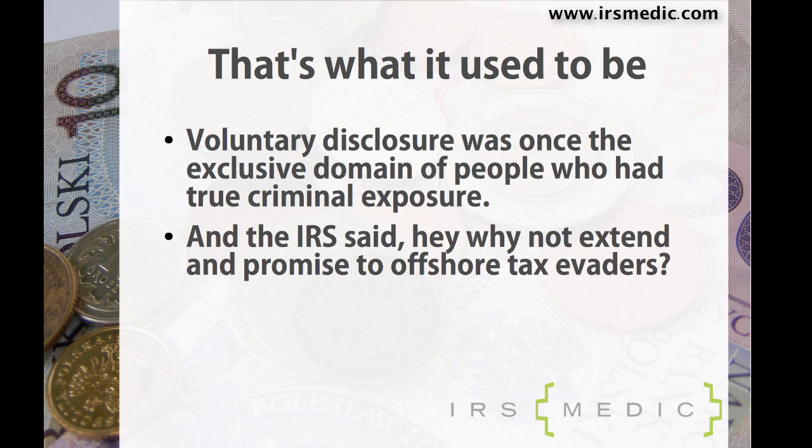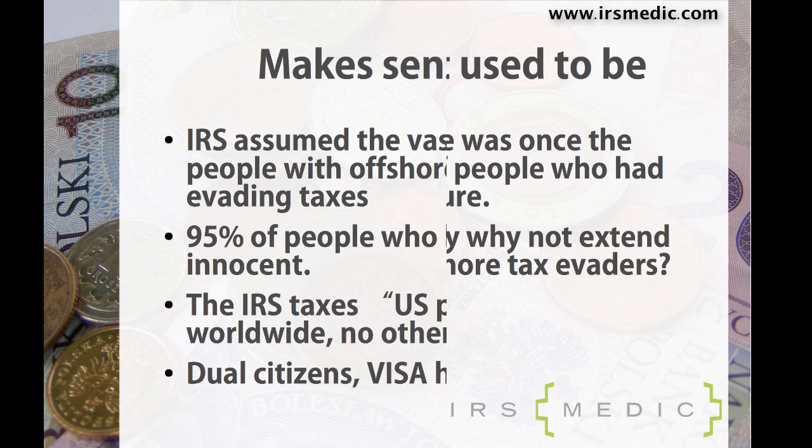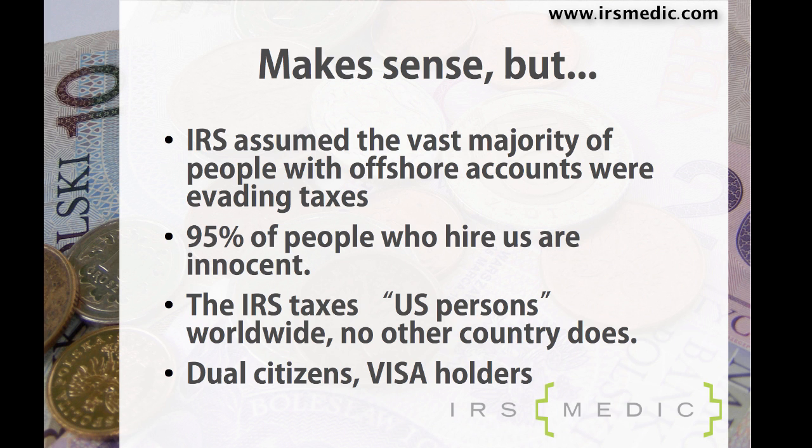Voluntary disclosure was once the exclusive domain of people who had true criminal exposure. So the IRS said, after there was a whole scandal of UBS that started in 2004, why don't we extend this to offshore tax evaders? And it made sense. The IRS assumed the vast majority of people with offshore accounts were intentionally evading taxes. And I can tell you this is just not true. This is not true in any sort of way. And the IRS admits it. Well, some of the IRS will admit it, not everybody. 95% of the people, maybe even 96, are innocent.